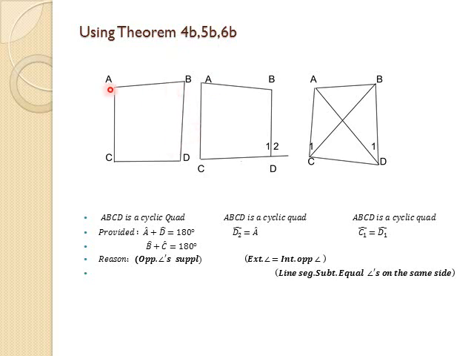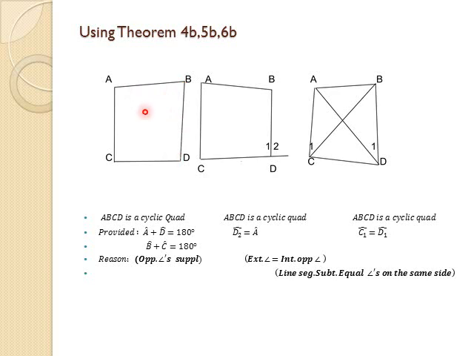First, we would give you a shape. It can be in a circle or given separately like this. You have to prove that I'm able to draw a circle that touches A, B, D, and C. It will touch the circle at the circumference.